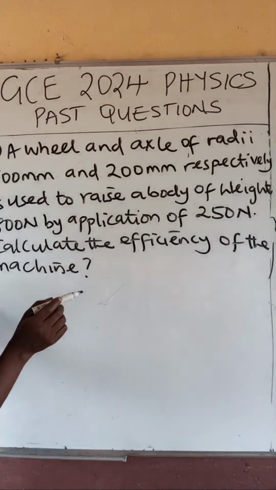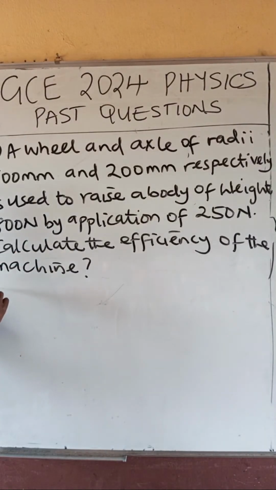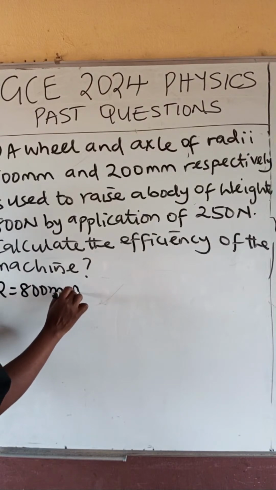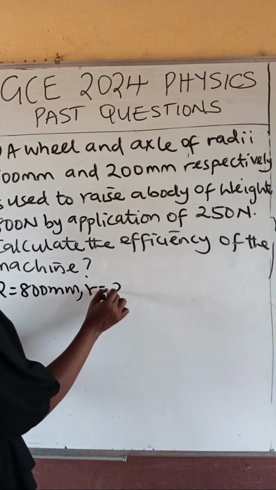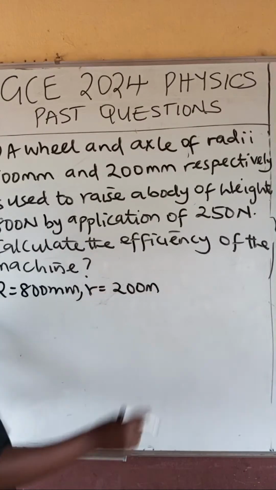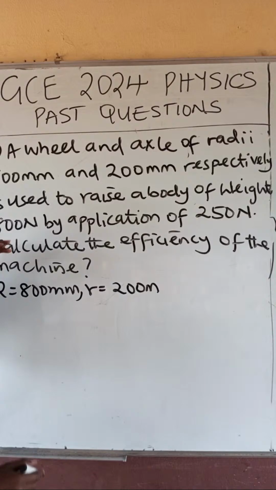The first thing we're going to do is this. We say the radius of the wheel is 800 millimeter, the radius of the axle is 200 millimeter, okay? Now it is used to raise a body of weight.